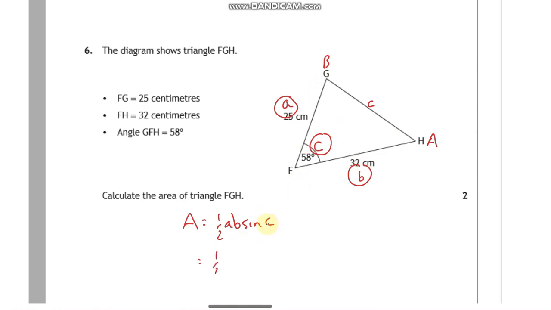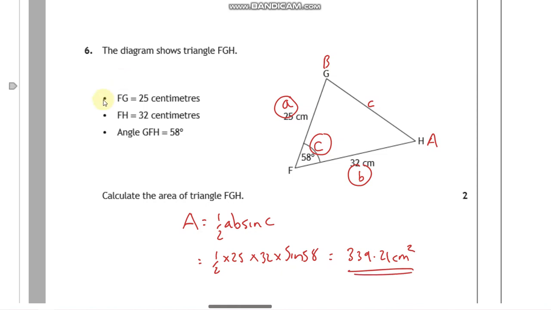So I'm saying a half multiplied by 25 multiplied by 32 times sine of 58. That's it. So substitute all that in correctly, you're getting a mark, and if you do that in your calculator, you're going to end up with 339.21 centimeters squared. Great, 2 marks to have.